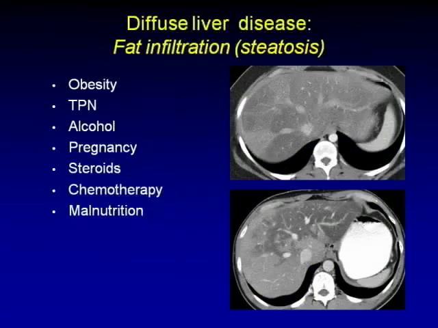Let's talk a little bit about fat infiltration of the liver. This can be diffuse. We talked about focal earlier. There are many different causes. Obesity is a common cause now that people talk about. Total parenteral nutrition, alcohol, pregnancy. Even when it's diffuse, the distribution can be quite heterogeneous. On CT, it's seen as areas of low attenuation that are geographic.